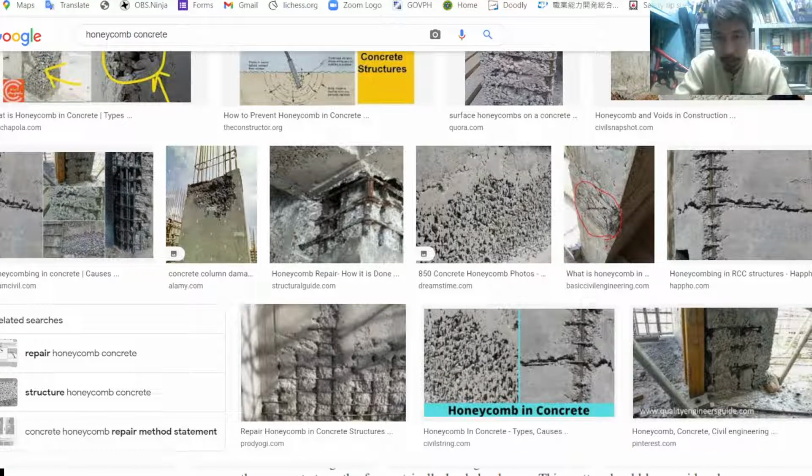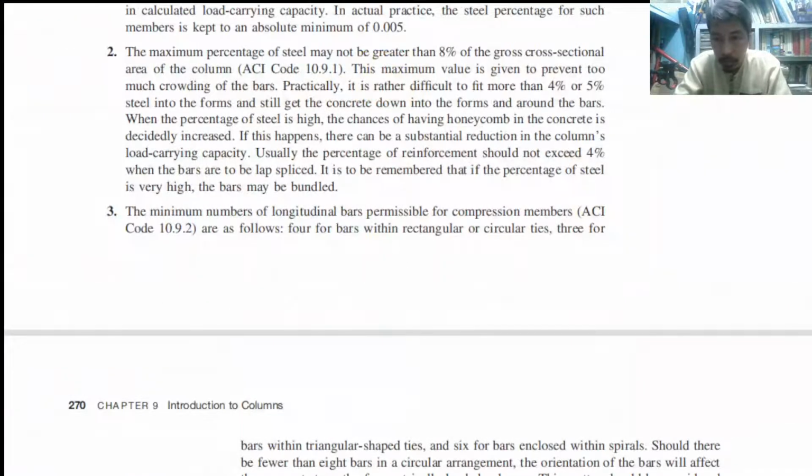So to prevent that honeycomb, what will you do? Use a lesser amount of steel, or a vibrator. You have to have the special equipment, called a vibrator, in order to compact the wet concrete between the steel, around the steel bars.